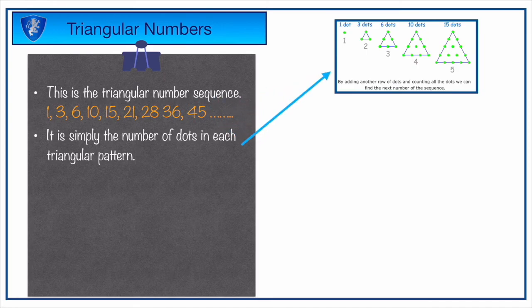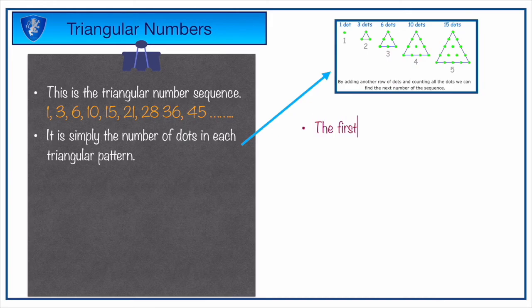So you have the first triangle number with 1 dot, the second triangle number with, as you can see, 3 dots, the third triangle number with 6 dots, then 10 dots for the fourth triangle number, and the fifth triangle number is 15 dots. Now we show you how we derive this.